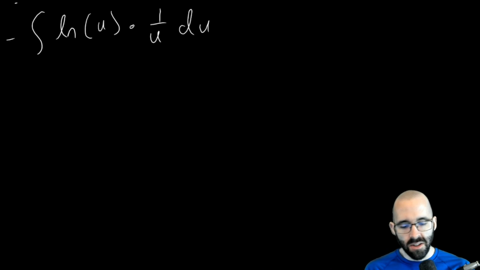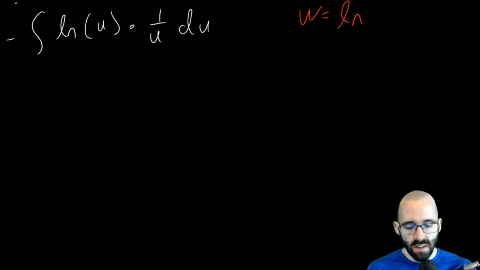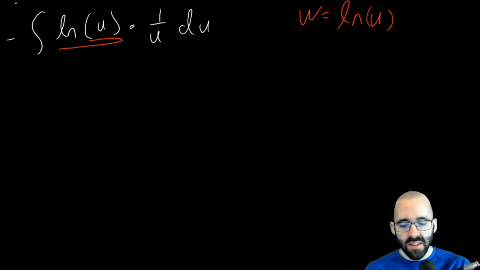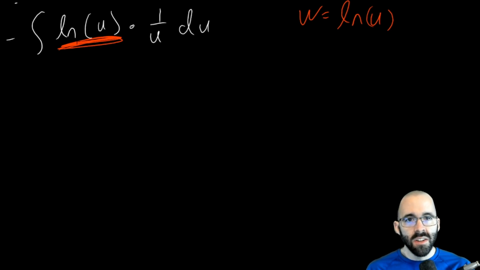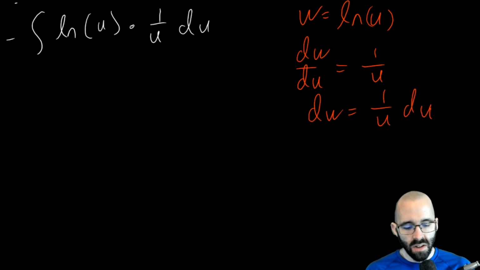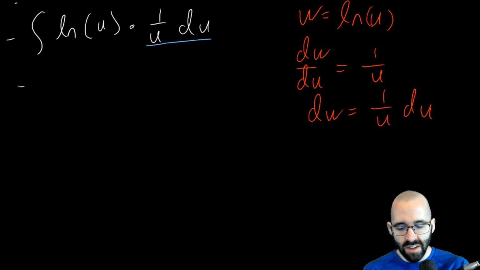Let's do a w substitution. Why am I choosing natural log of u? There is no inside function, not really. But this choice is because what's the derivative of this? 1 over u. This is going to be our dw, which works out nicely. So the derivative of w with respect to u is 1 over u. So dw is 1 over u du. And that's nice because now this is our dw exactly.